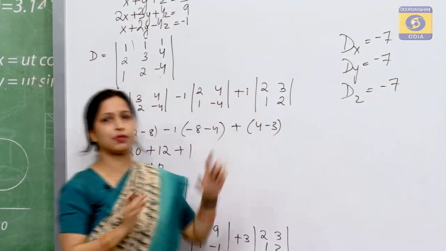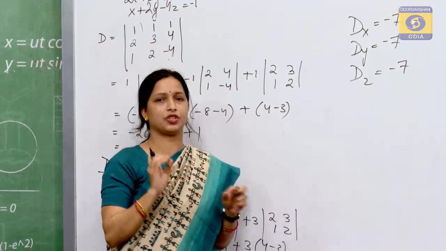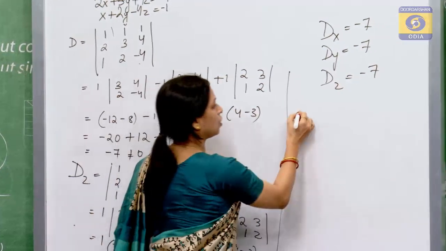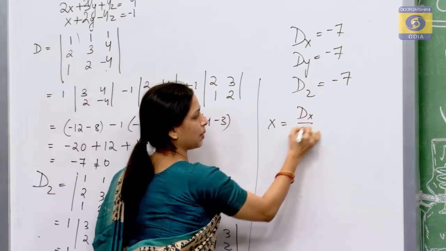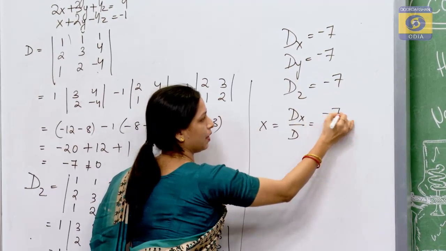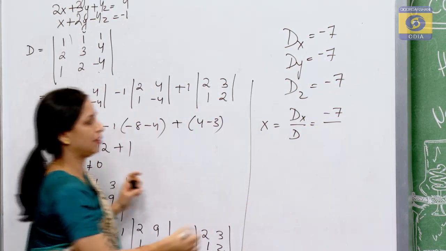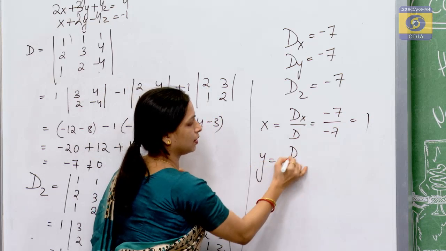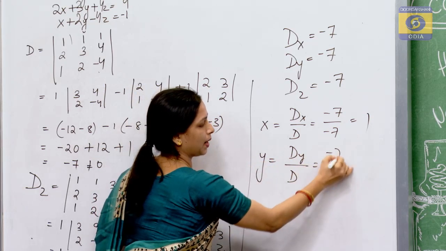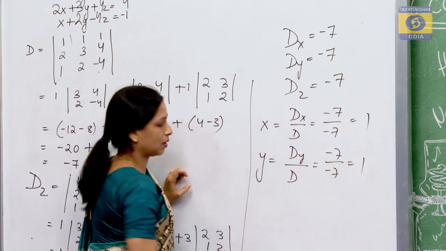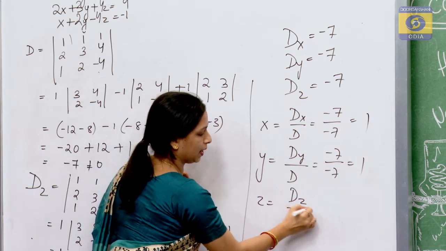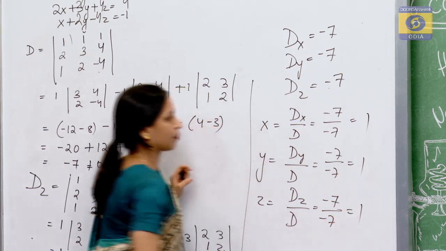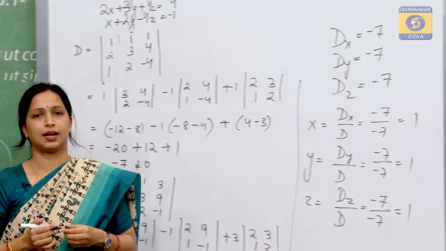So, now we have got all our determinant values. Now, we just have to use the formula to get the values of the unknown variables. So, x equals dx by d. dx we know is minus 7 and d we have already found as minus 7. So, the answer is 1. Similarly, y equals dy by d, minus 7 by minus 7, 1. z equals dz by d, minus 7 by minus 7 equals 1. So, the values of x, y and z are 1.